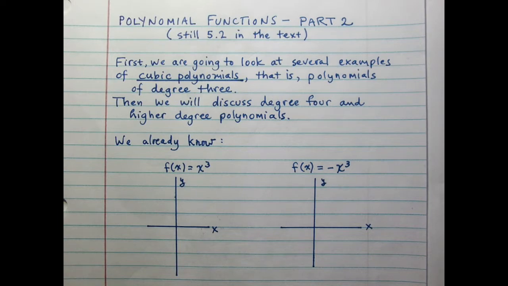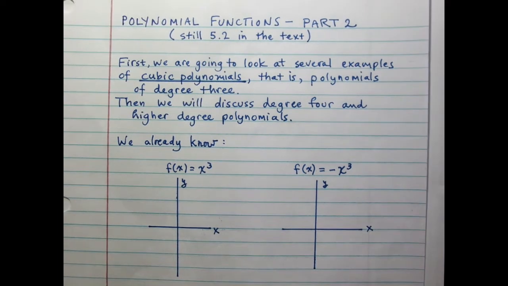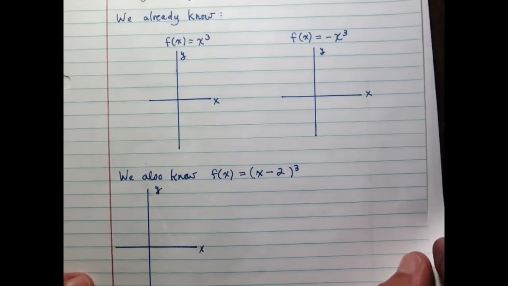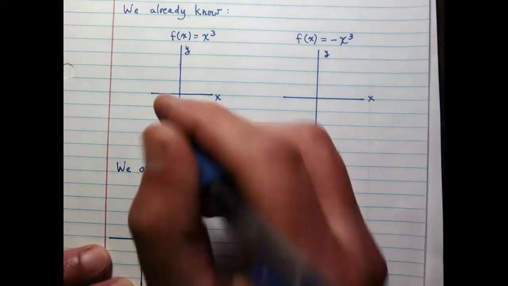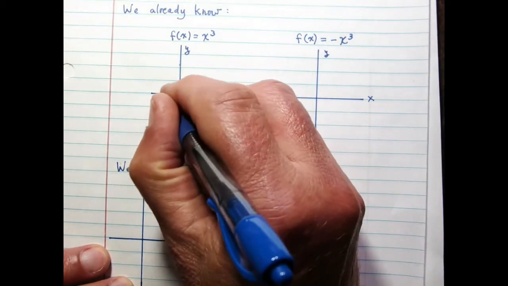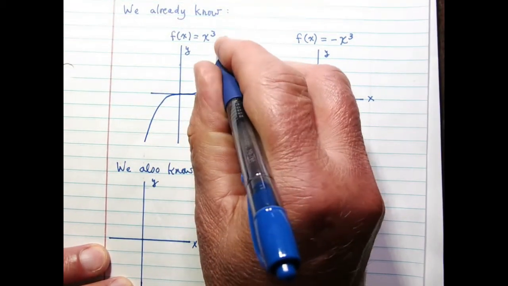So in this section, we're first going to look at several examples of cubic functions, polynomials of degree 3. Then we're going to discuss degree 4 and higher degree polynomials. But for now, cubic, degree 3. Now we already know that the graph of f of x equals x cubed looks something like so, right?